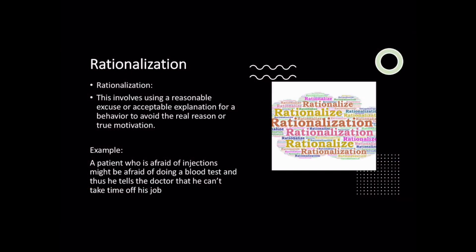Next comes rationalization. This involves using a reasonable excuse or acceptable explanation for a behavior to avoid the real reason or true motivation. An example could be a patient who is really afraid of injections, might be afraid of doing some type of blood test, and thus he tells the doctor that he cannot take time off his job. In reality, this person is afraid of the injection, but he is trying to rationalize by using his job as an excuse to get out of this undesirable situation.